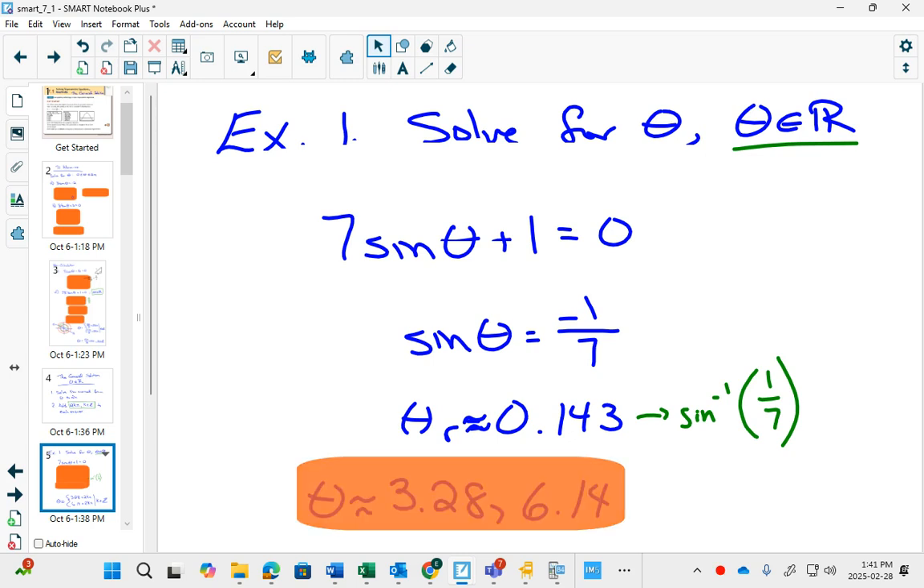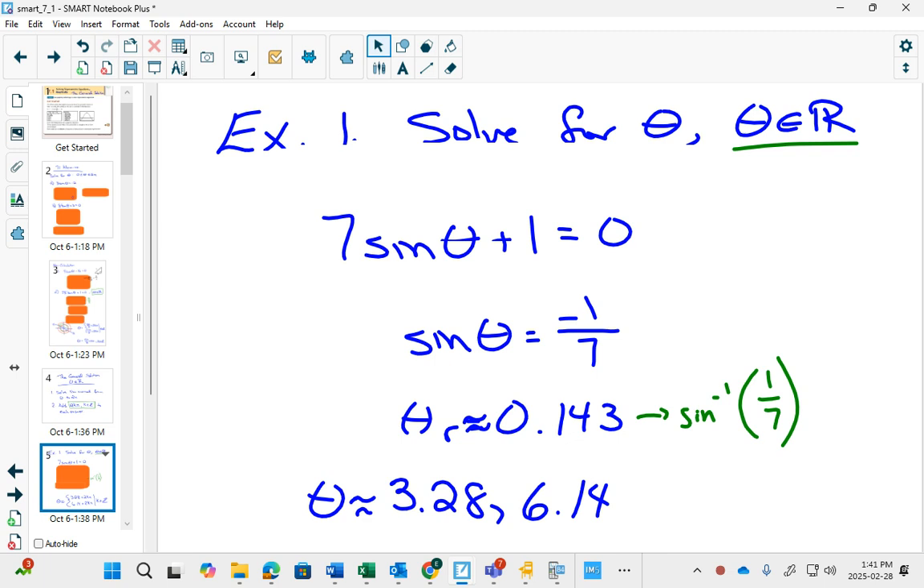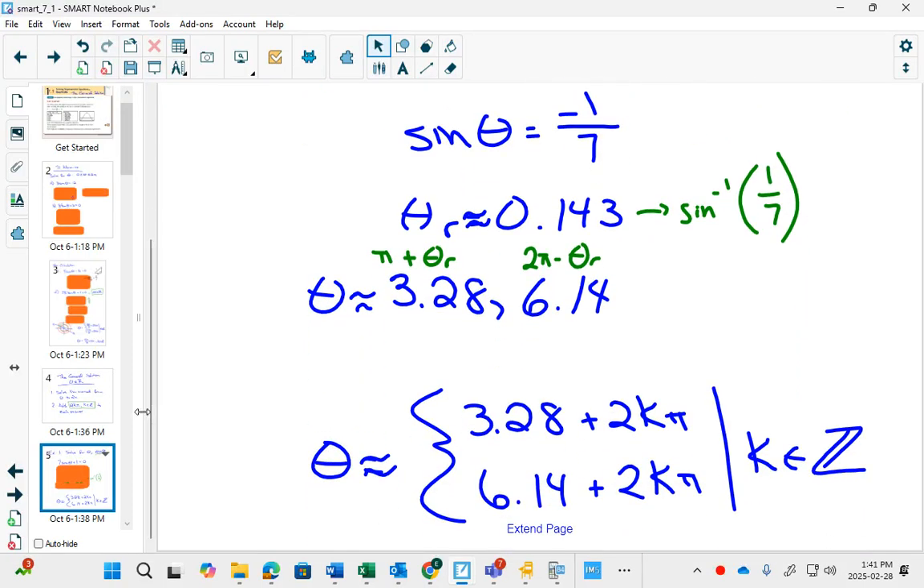And as a result, you take that reference angle, you'd write the answer in quadrants 3 and 4. Remember, in quadrant 3, this would be pi plus your reference angle. In quadrant 4, this one would be 2 pi minus your reference angle. And then once you have your 2 answers, the final step is to write both of them with the fancy squiggle bracket and plus 2k pi.